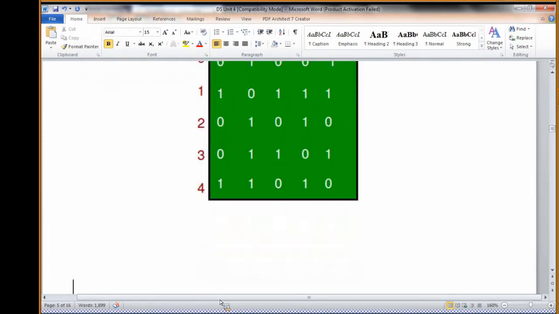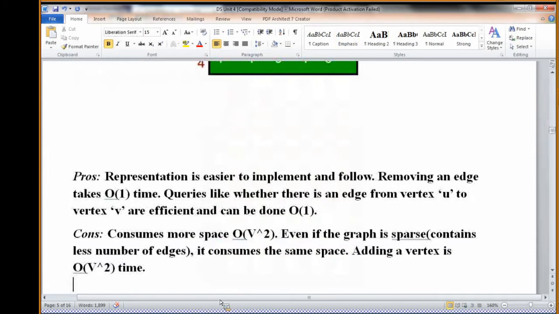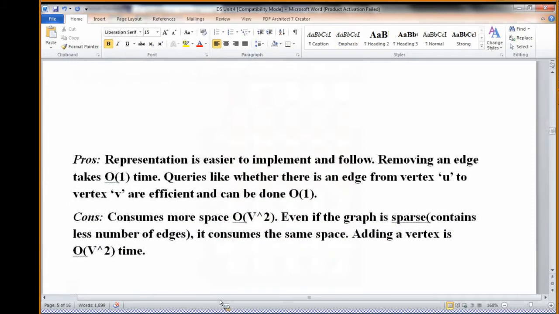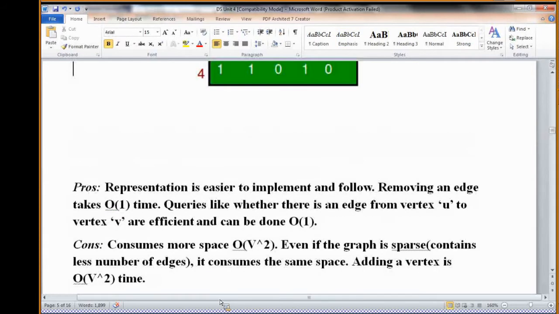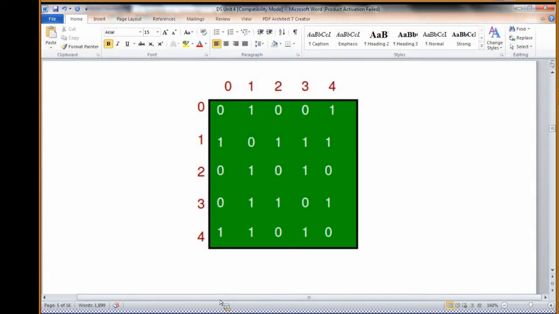Note down. So now we'll see the other. In this, what are the pros and cons? The representation is easier to implement and follow, because you all know how to represent a matrix. How many nodes are there? 1, 2, 3, 4, 5 are there. So i is equal to 5, j is equal to 5, number of rows and number of columns, i and j. So adjacency matrix of 5 and 5. You all know how to represent a matrix simply.